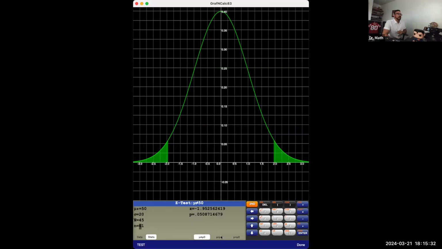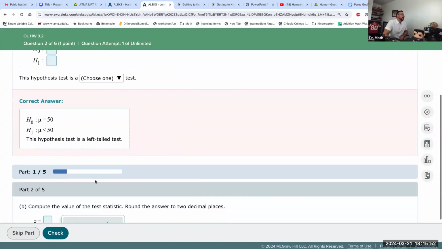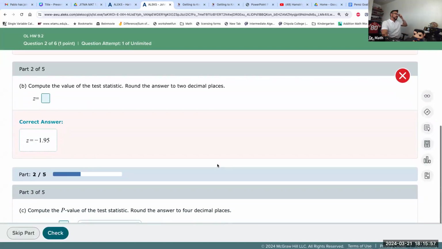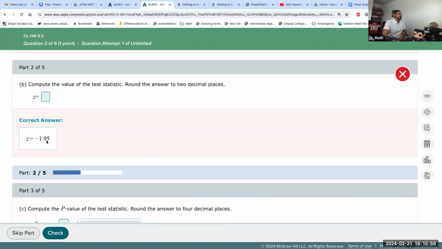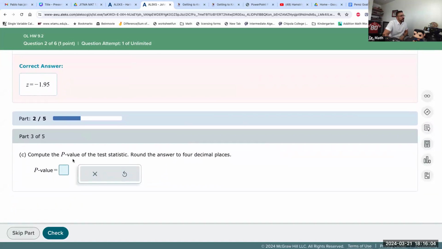All right. So just play around with your calculator, just so you know what it's actually doing. So again, we're choosing this one because it was a left tail. So our test statistic is negative 1.95. All right, let's go back to the problem. All right, so this one we already did that, and we got the answer of negative 1.95. The next thing it asks for is the p-value.